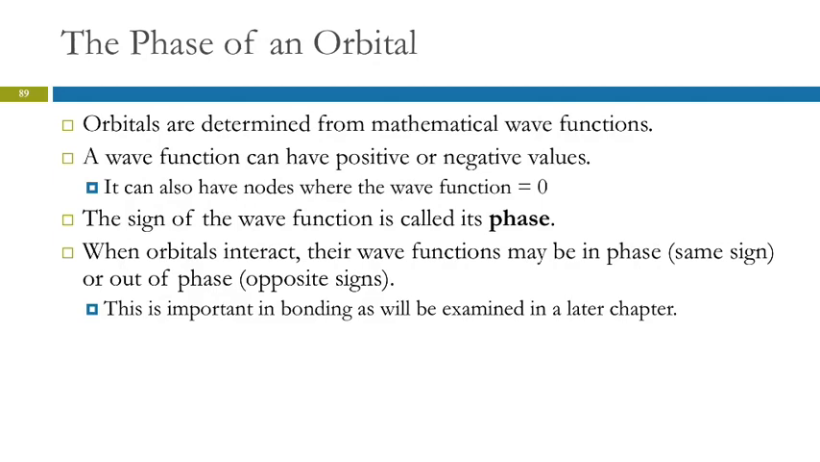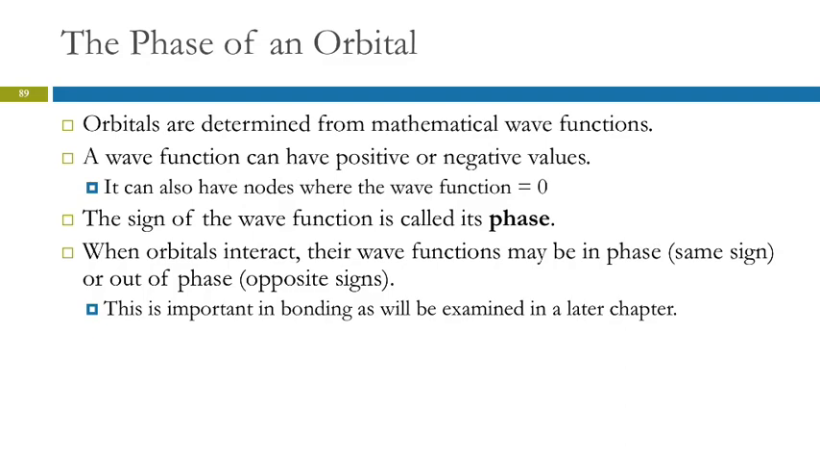So the orbitals are mathematical wave functions. So we can think of them as standing waves, like the wave on the string, except these are 3-dimensional and they've got some rather fantastic shapes. But just like the wave on the string, the wave function for an electron can have a positive value or a negative value. And so that would correspond to being above the midpoint or below the midpoint. And then you can also have nodes where the wave function is equal to 0. So the sign of the wave function, whether it's positive or negative, is called the phase of the wave.